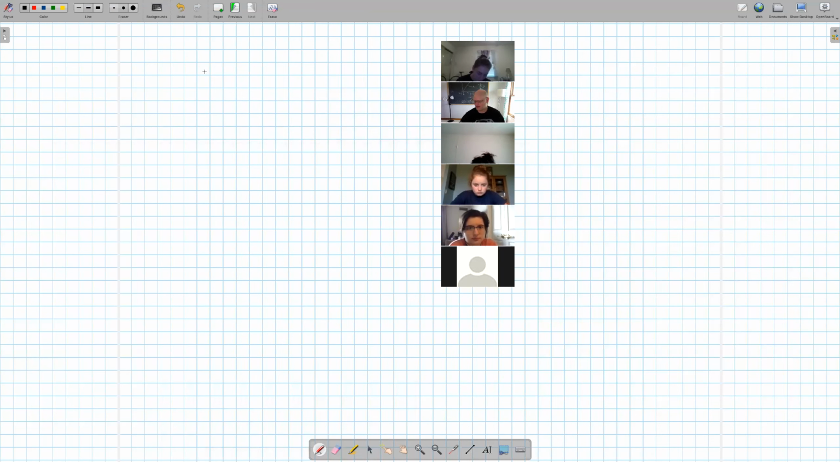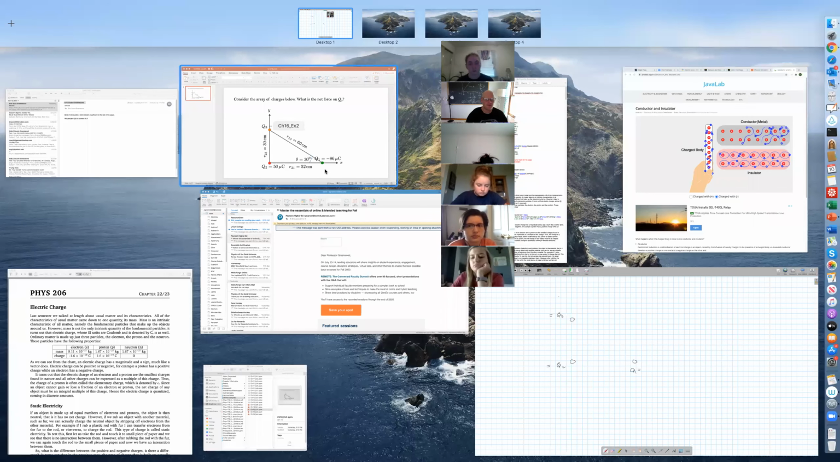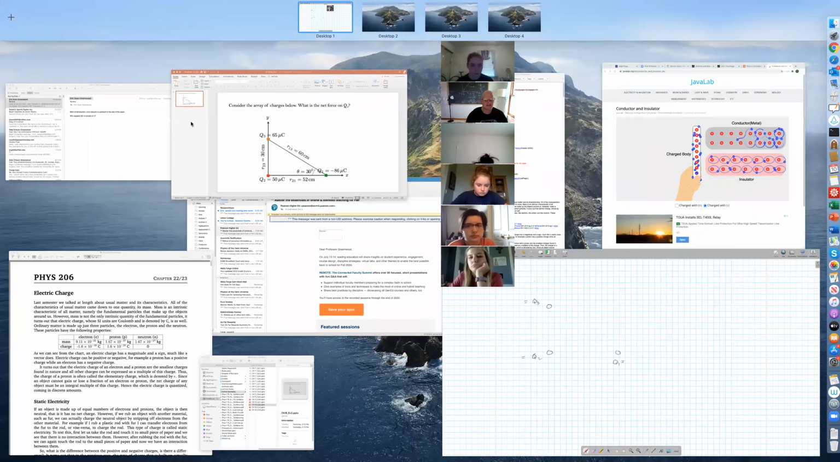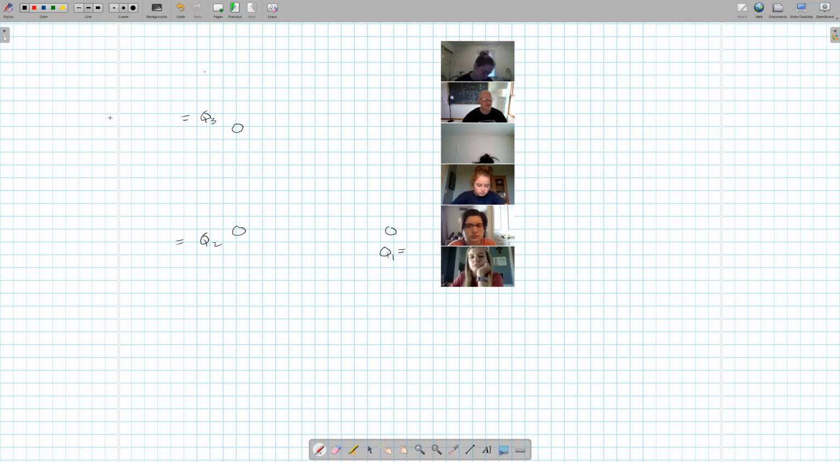So let me draw it on here. Let's say this is Q3. Down here is going to be Q2, and then Q1 was over here, right? So 50, 86, and 65. This one was 65 microcoulombs, this one was negative 86 microcoulombs, and this one was 50 microcoulombs.